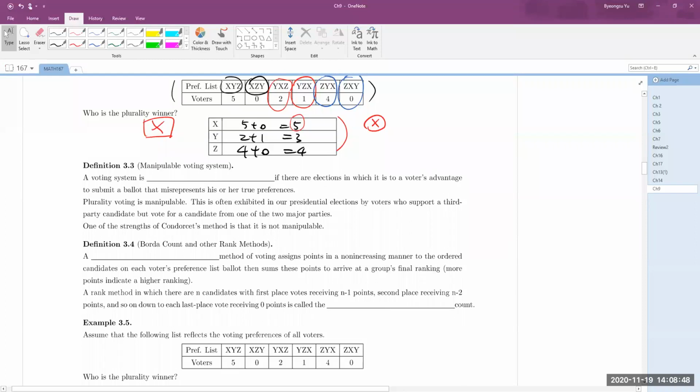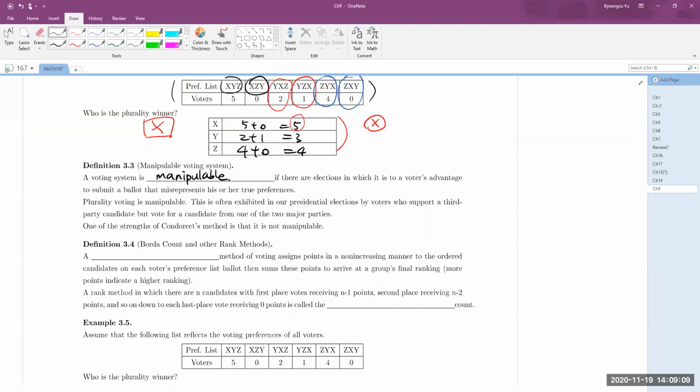Okay, then let's go with the manipulable voting system. A voting system is called manipulable if there are elections in which it is definitely a voter's advantage to submit a ballot that misrepresents his or her true preferences.